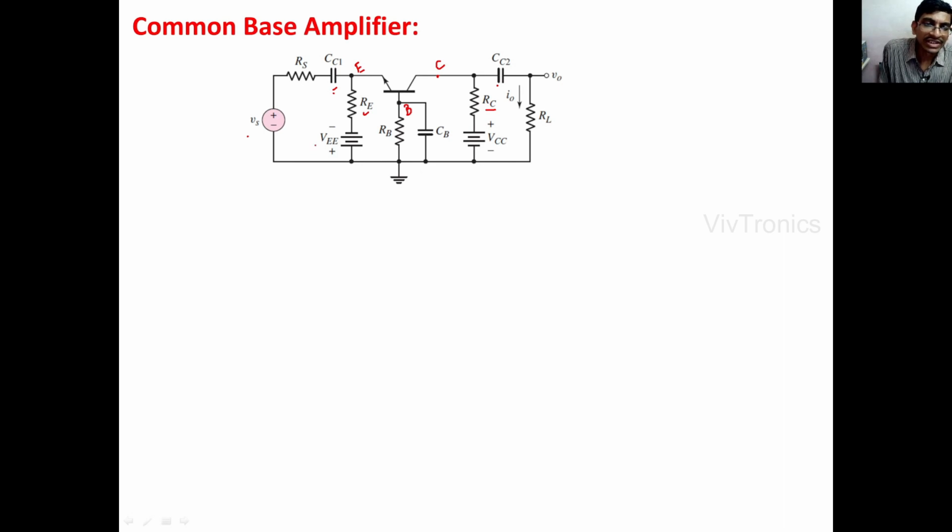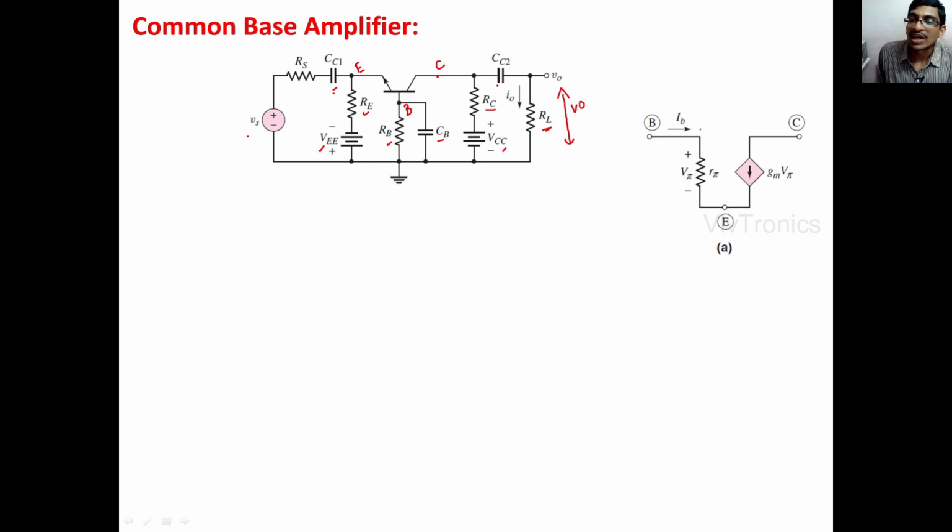Okay, so here VEE is the emitter supply voltage, VCC is the collector supply voltage, and the base was grounded through the resistance and the capacitance parallel combination. Here RB is the base resistance and CB is the base bypass capacitor, and RL is the load resistance which was connected between the collector terminal to the ground terminal. Okay, and we are going to take the output voltage across the RL resistance.